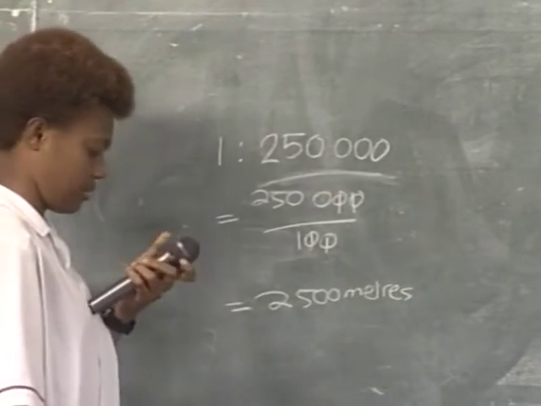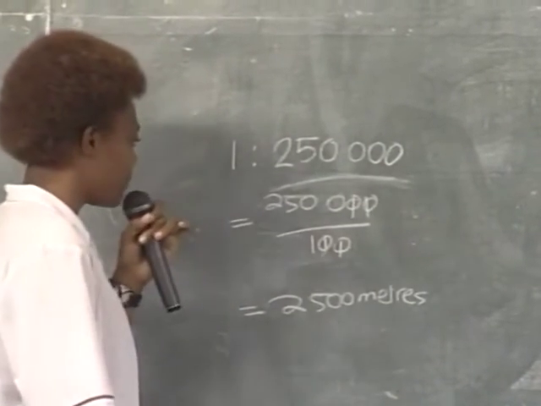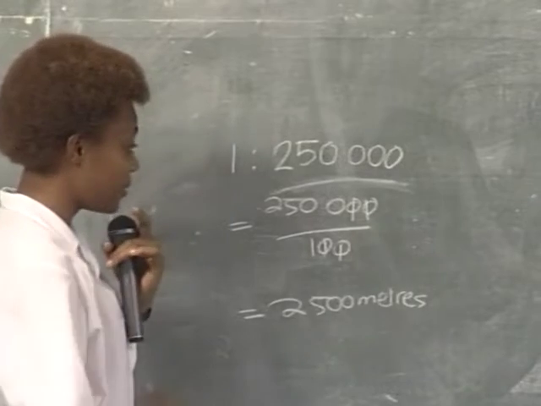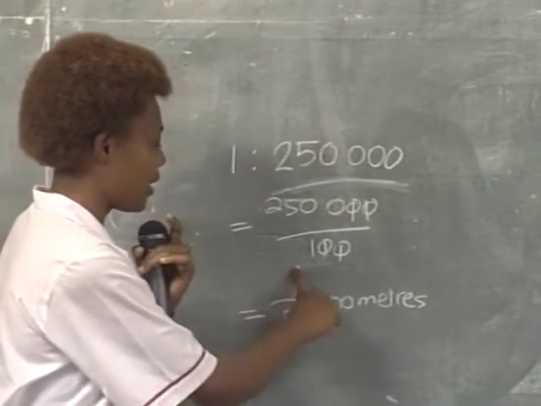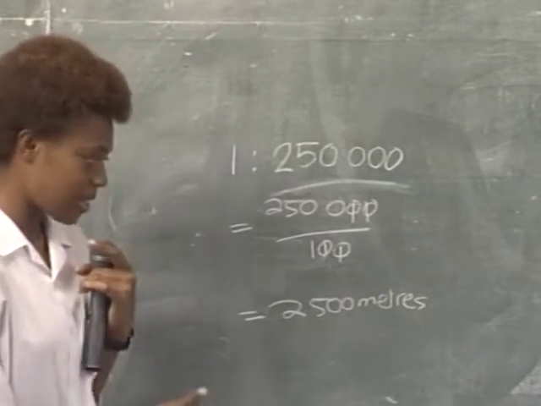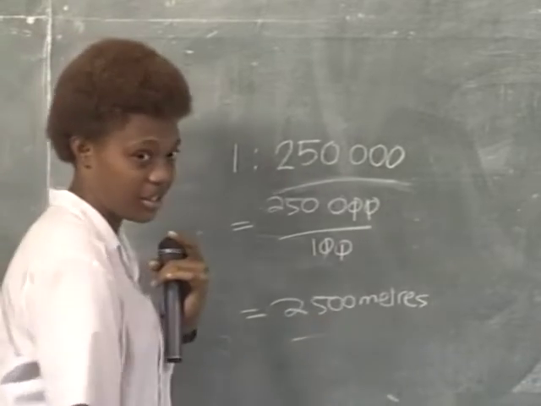Put it on. Is it on? This is how I got my answer. I divided by 100 because there are 100 centimeters in 1 meter, and I got 2,500.